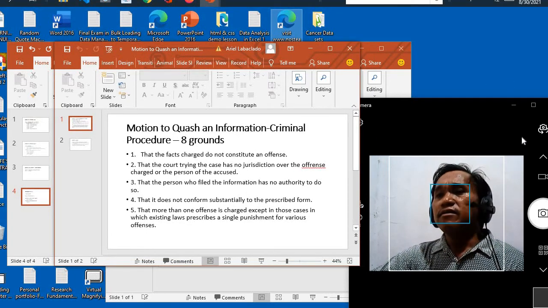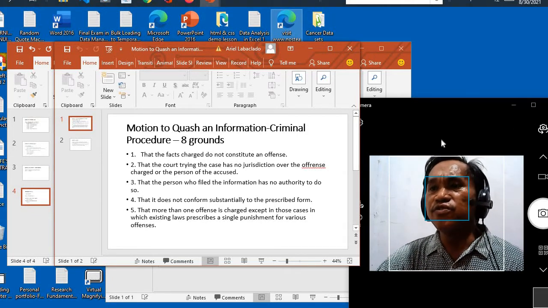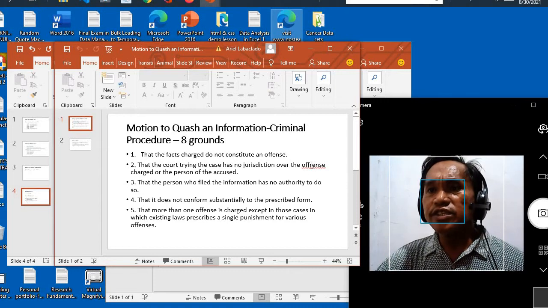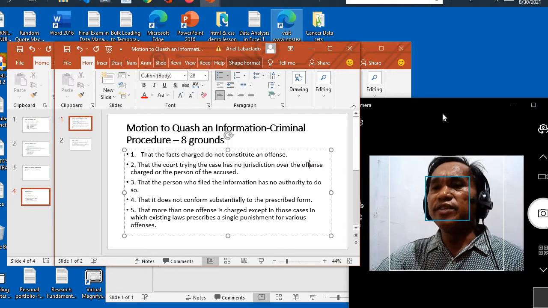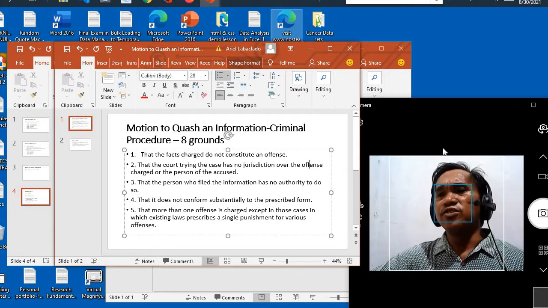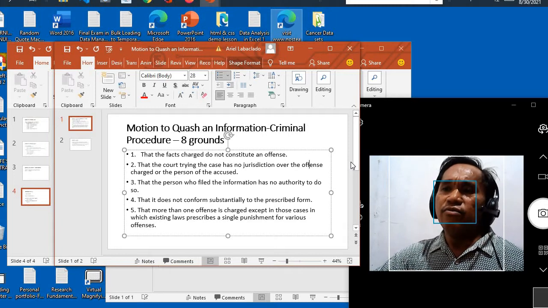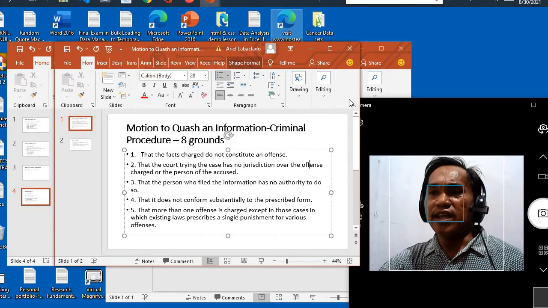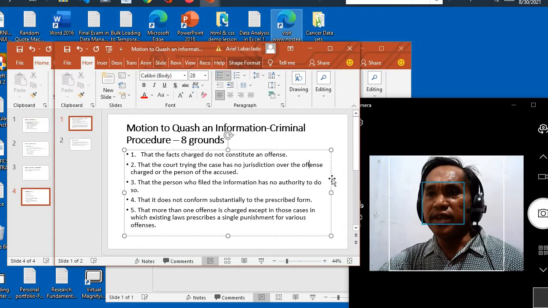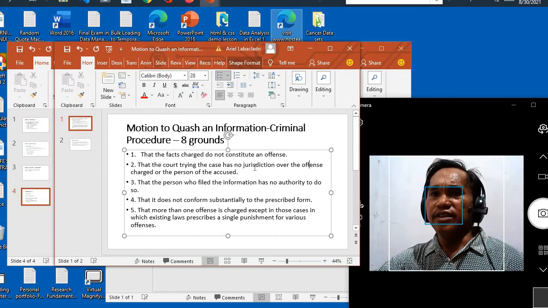Then, second, that the court trying the case has no jurisdiction over the offense charged or the person of the accused. So yung trial court walang jurisdiction sa paglilitis, para sa krimen o para sa person of the accused.